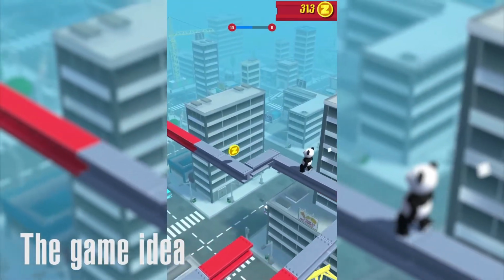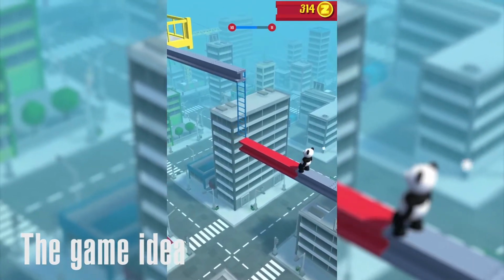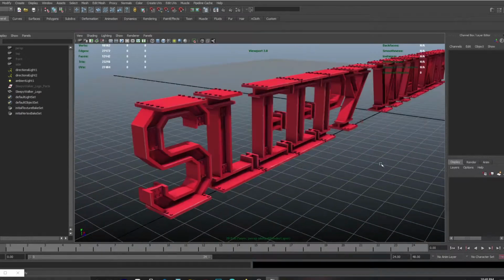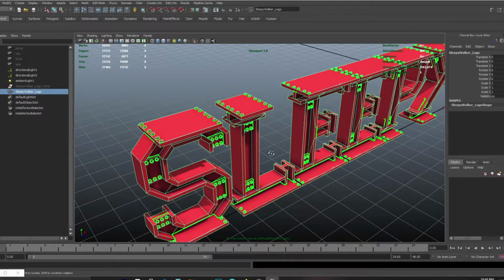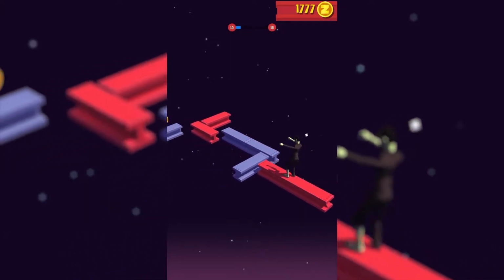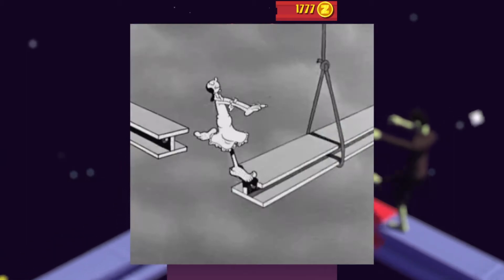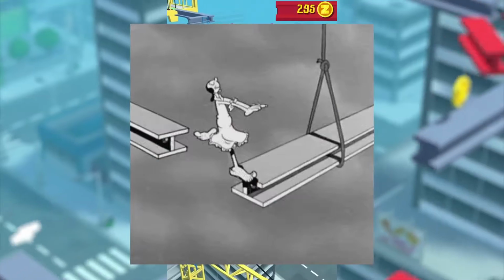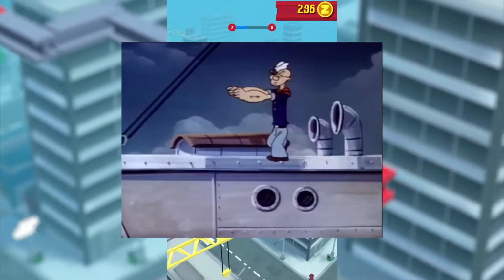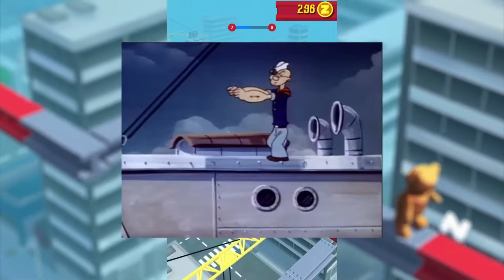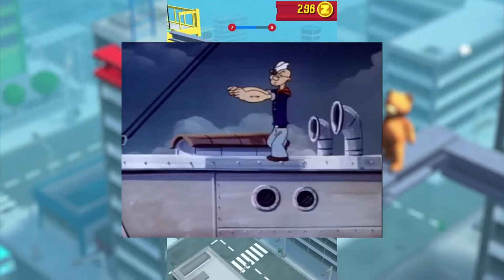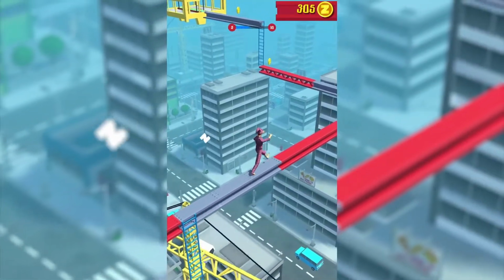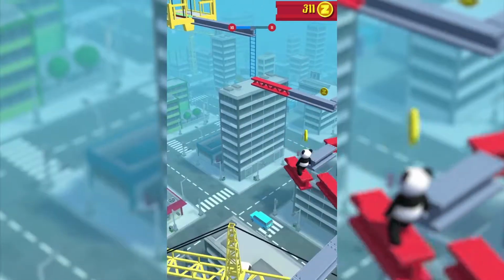The game idea. So Sleepy Walker just started off, I just had an idea to make a casual game, or hyper casual, that would be kind of based on the old cartoons. It would be an idea of a guy who's a sleepwalker who just finds himself onto these beams of a construction site, much like Popeye or a lot of those old cartoons. For some reason, he ends up onto beams of a construction site. So I took that idea and I wanted to make a hyper casual or casual game out of it.